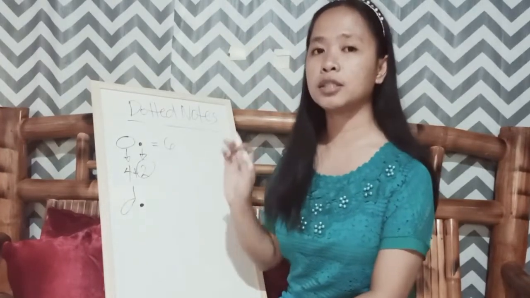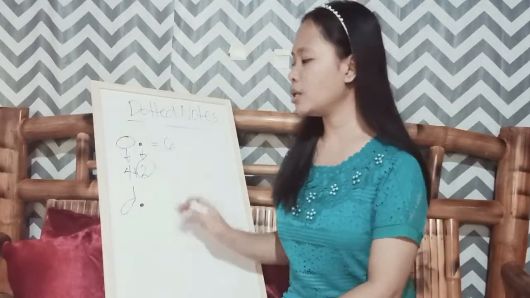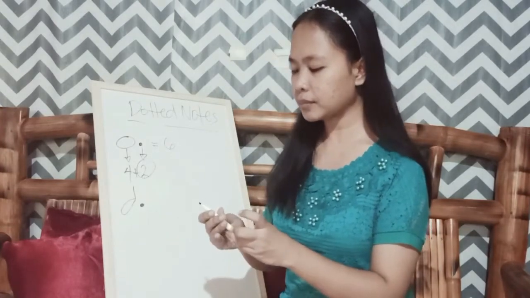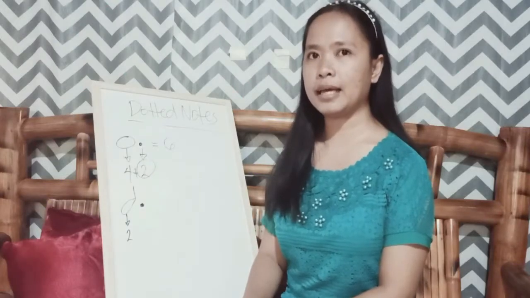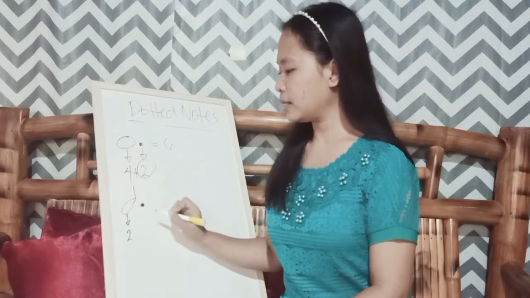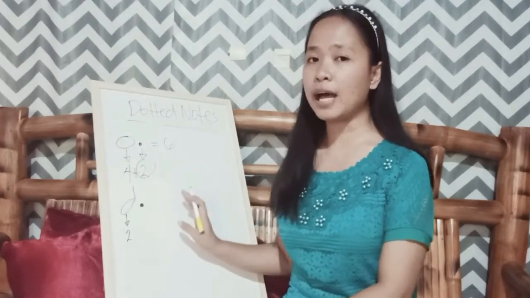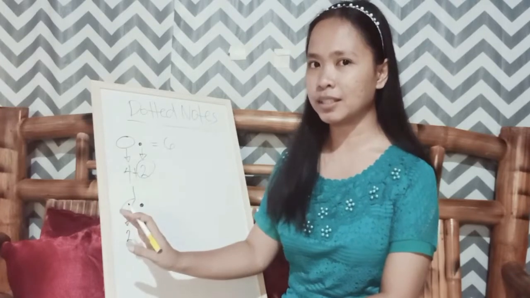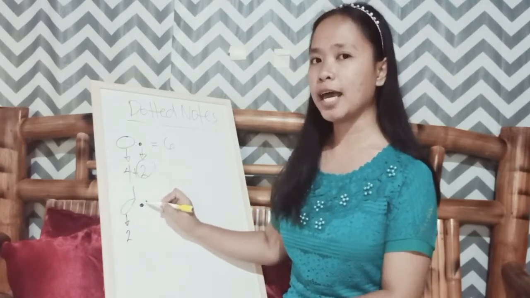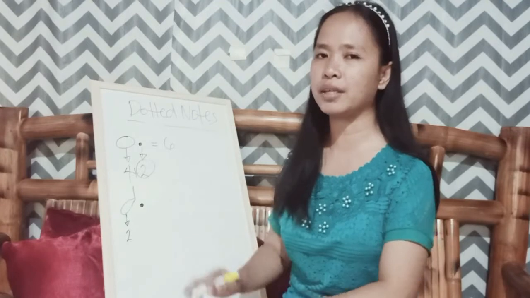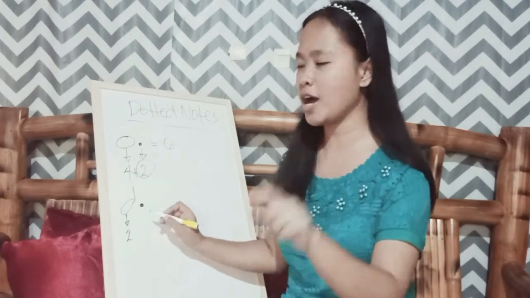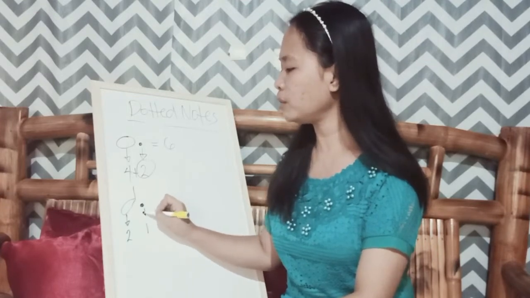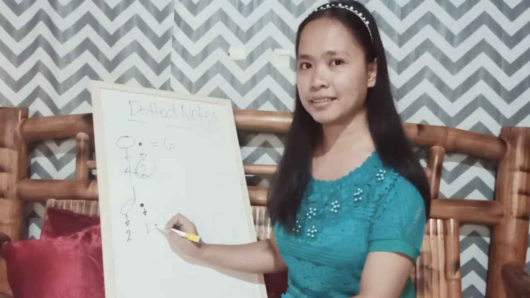So, it will become dotted half note. So, our dotted half note, yung half note natin, of course, is 2 counts. Okay. So, yung value ng dot natin, mag-iiba po. Because, as I have said, the value of the dot depends on the note. Okay? Hindi siya constant. And the value of the dot is half of the note it follows. So, ano po yung half ng 2? Diba? 1. So, therefore, yung value ng dot natin, 1.